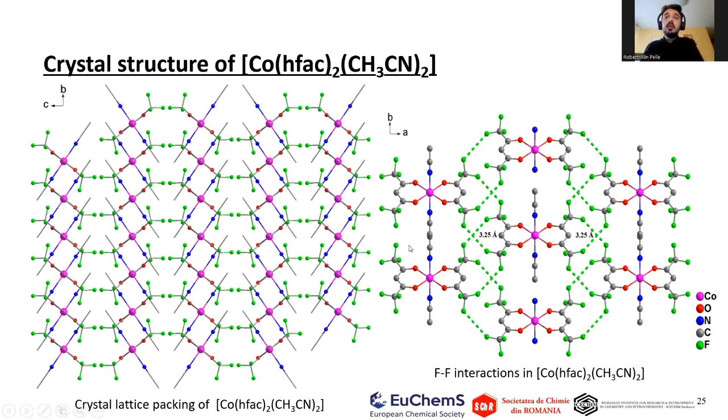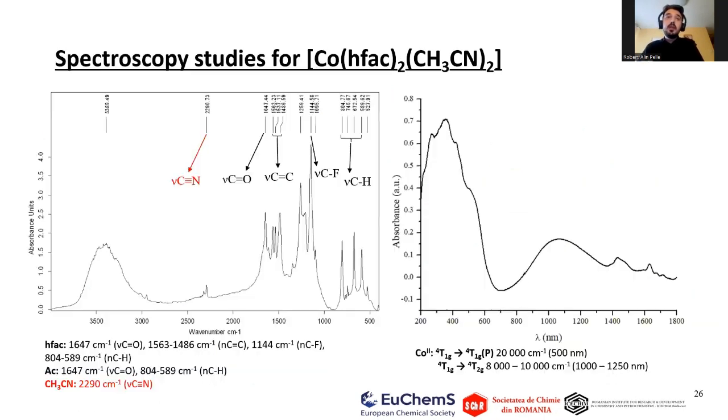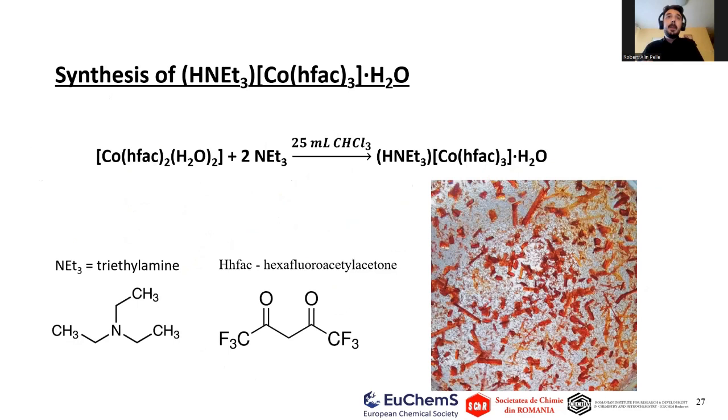And again, we suspect that we have fluorine-fluorine interactions at 3.25 angstrom between fluorine atoms from different molecules. These are the spectroscopy studies. In the infrared, we notice a band for the carbon-nitrogen triple bond to confirm the acetonitrile.